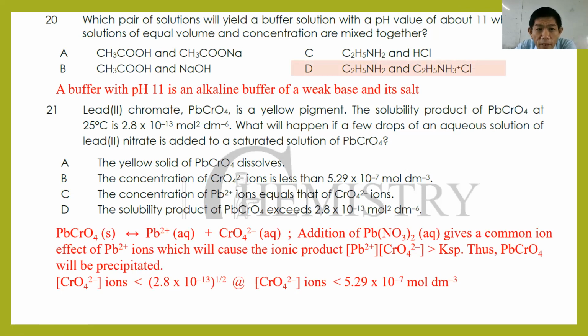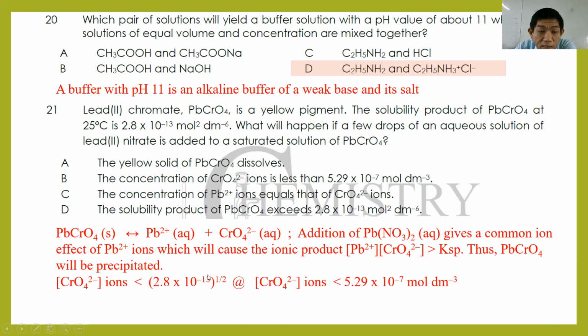21. Lead(II) chromate PbCrO4 is a yellow pigment. The solubility product of PbCrO4 at 25 degrees Celsius is 2.8 times 10 power negative 13 mole squared dm power negative 6. What happens if a few drops of aqueous lead(II) nitrate are added to the saturated PbCrO4? So PbCrO4 gives Pb2 plus and CrO4 2 minus. So the addition of lead nitrate gives a common ion effect, which causes the ionic product to be greater than Ksp. Therefore, PbCrO4 will be precipitated.